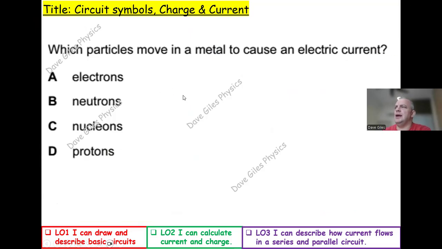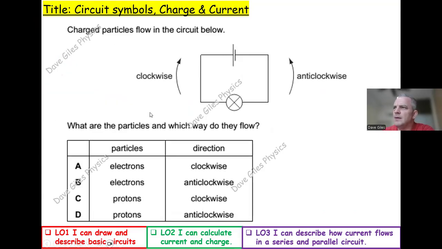Which particles move in a metal to cause an electric current? It's the electrons. Charged particles flow in the circuit below. What are the particles and which way do they flow? The particles are electrons, and they're going to flow from negative to positive. So that, in this example, will be clockwise. The thin end, by the way, is the negative end. The bigger end is the positive end. Although if it was to ask about conventional current, it would be going the other way.